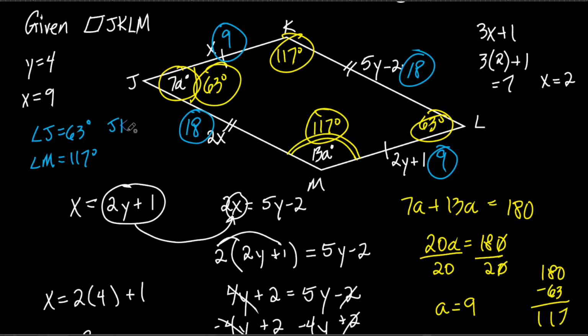You would say that JK equals 9. You would say that JM equals 18, again, and so forth. Everybody got that? That's how you would write your answer on a homework or a quiz or a test or something like that. All right?